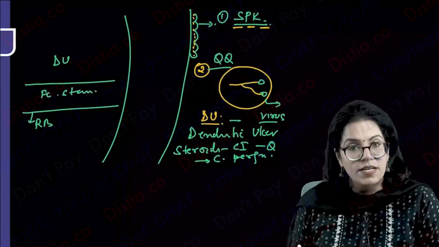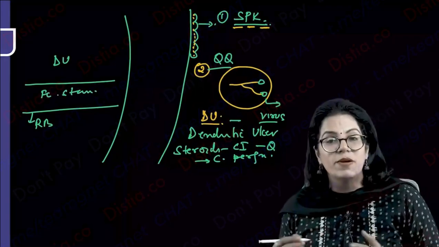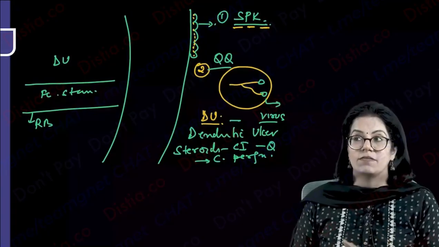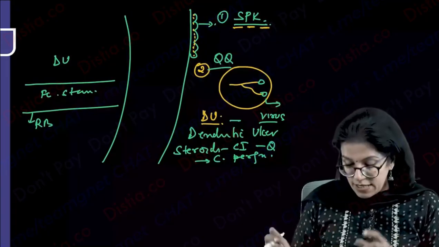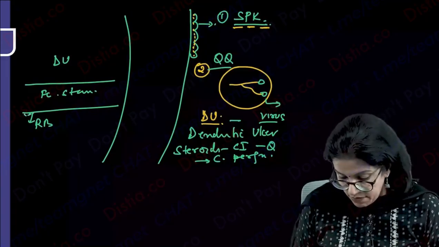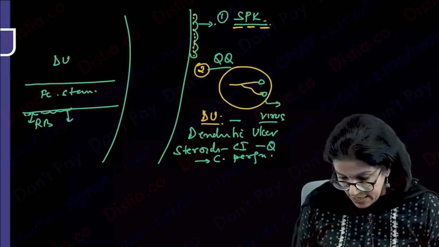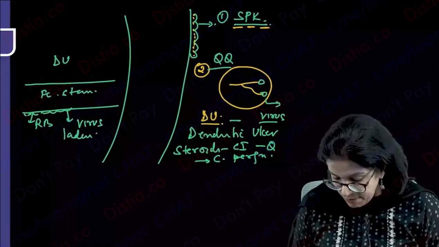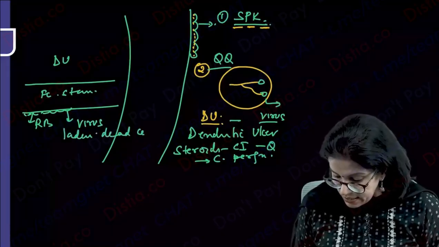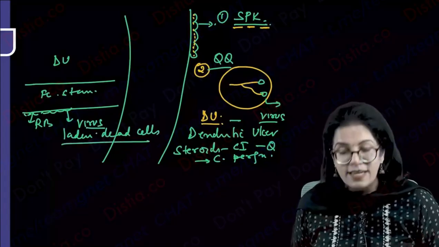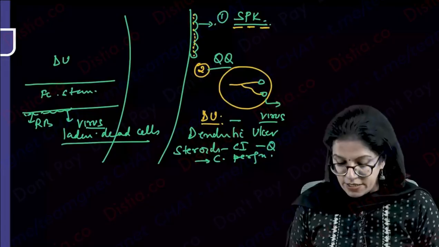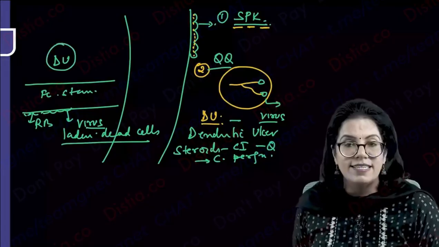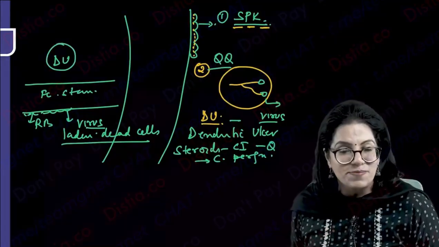So this is the denuded epithelium, and what is rose Bengal staining? Dead cells, mucus. So here what is happening is at the margin are virus laden dead cells. These virus laden dead cells are being stained by rose Bengal. Okay. So this is a typical dendritic ulcer. It's important, we needed this much description.